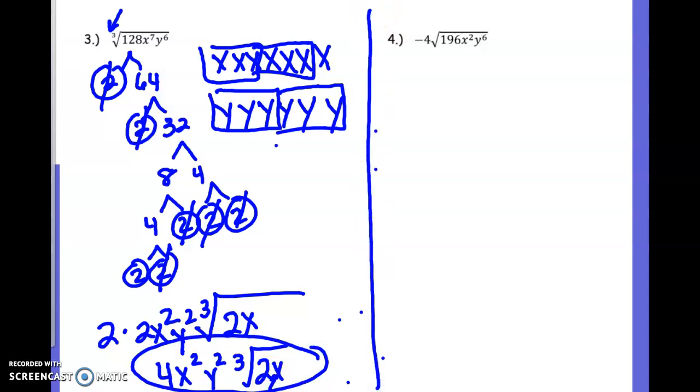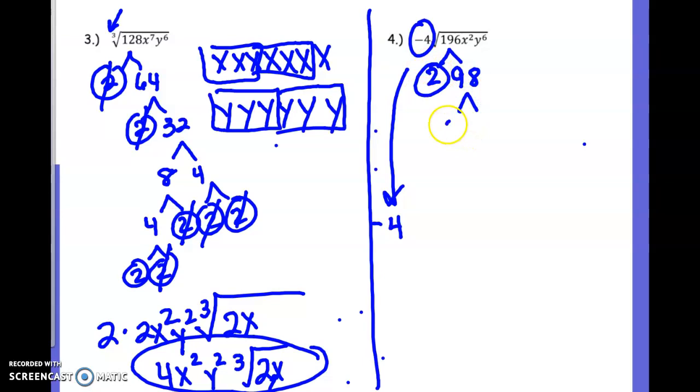All right, and number 4. All right, we're not going to forget about this negative 4. We're going to bring it down. 196, we can say 2 times 98. And then we've got 2 times 49, and then we've got 7 times 7.